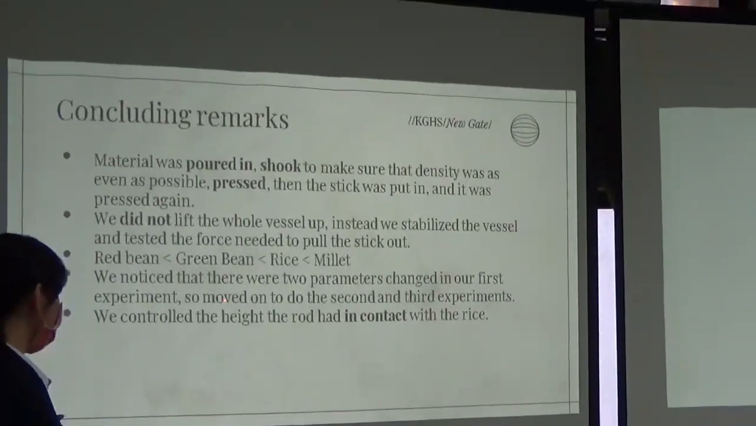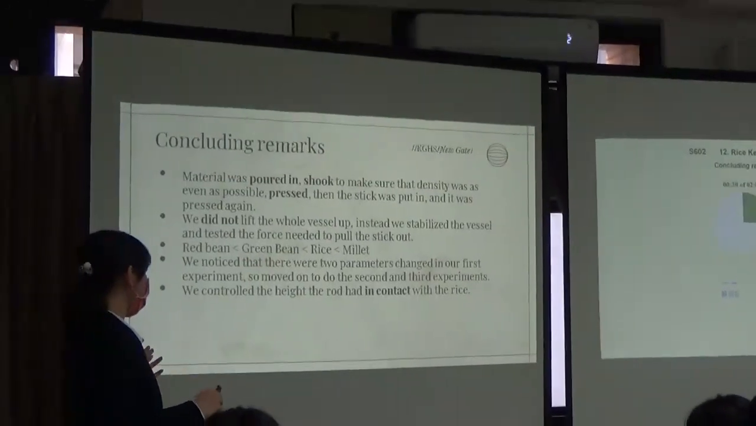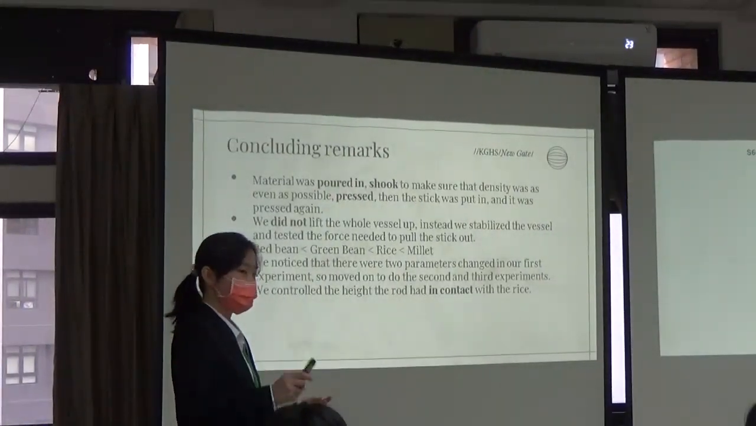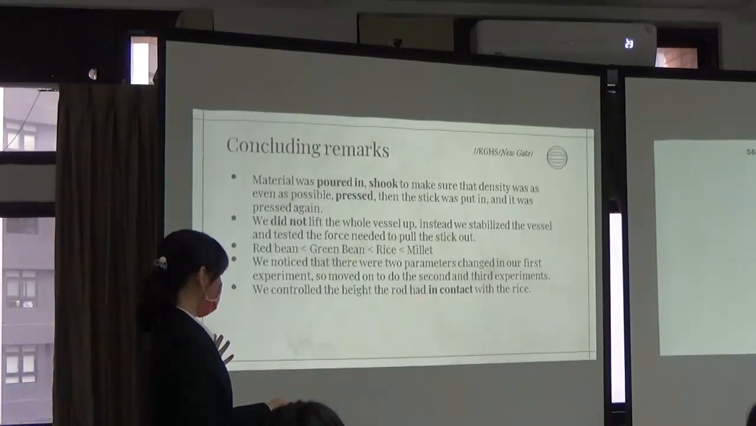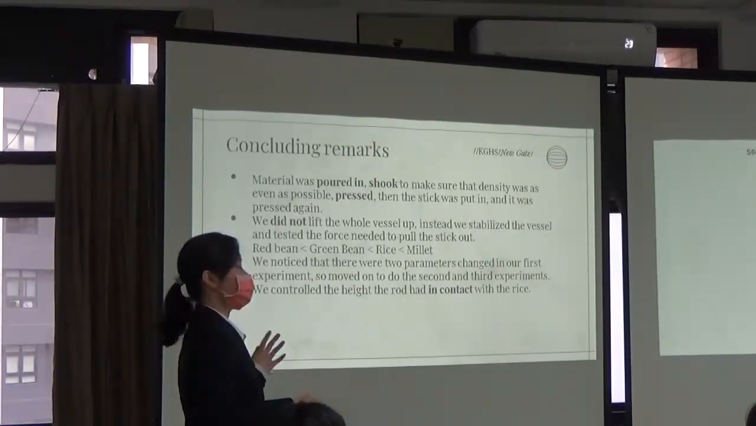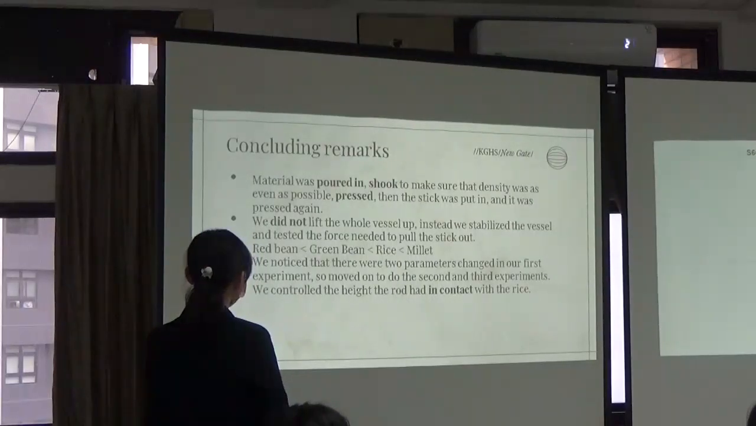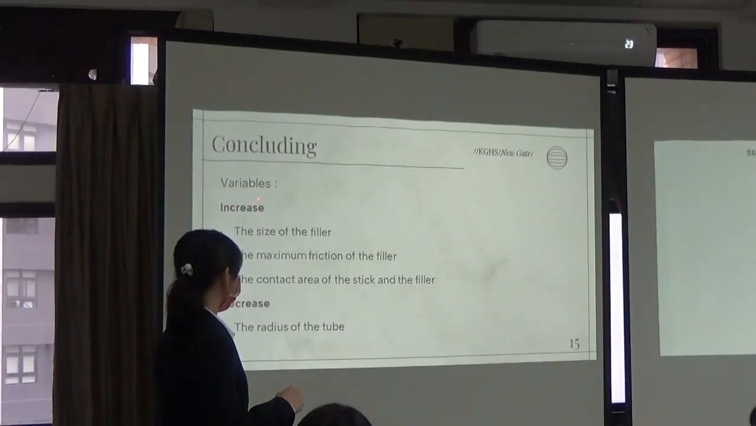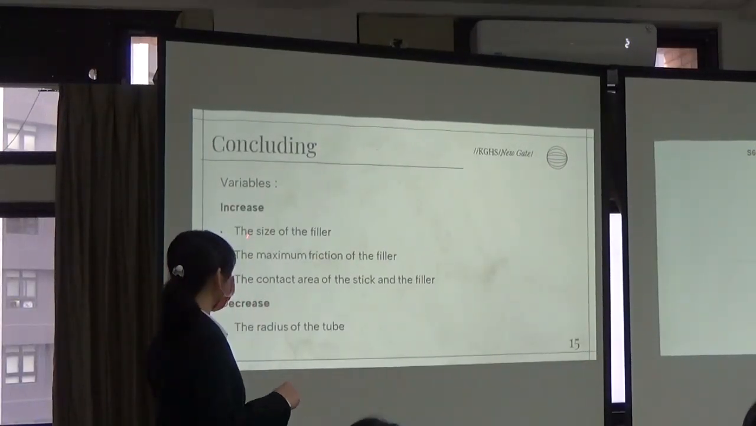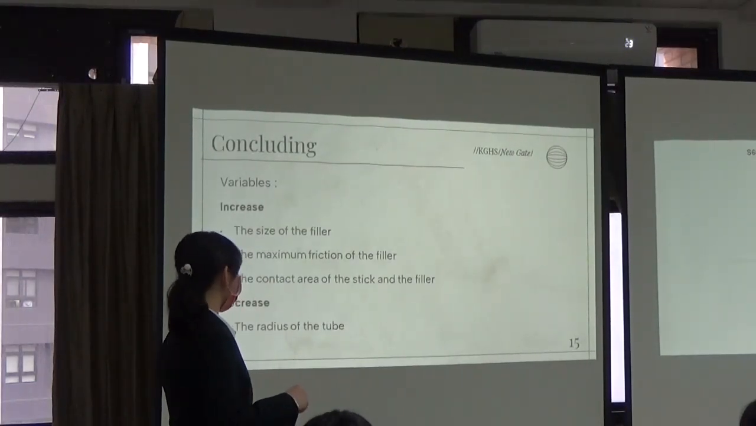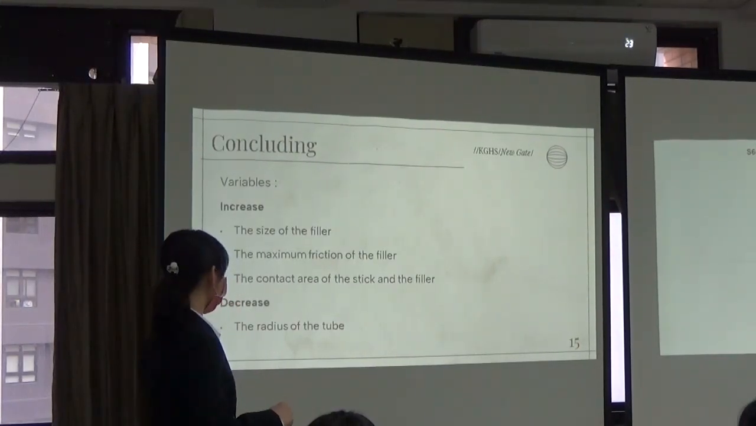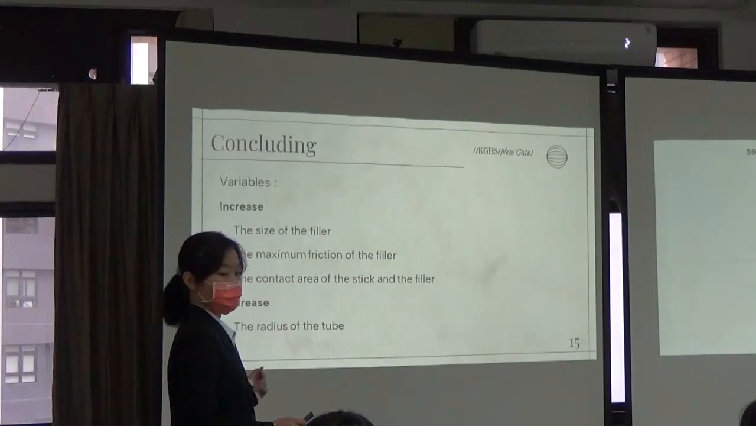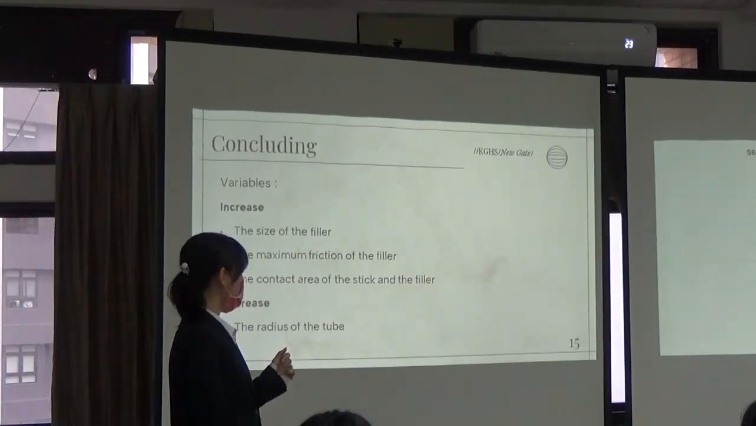The fourth is that we noticed two parameters changed in our first experiment, so we did the second and third experiments. Last, we controlled the height of the rod in contact with the rice. Next are the variables. The increased variables are the size of the filler, the maximum friction of the filler, and the contact area of the stick and the filler. The decreased variable is the radius of the tube. That's my conclusion. Thank you.